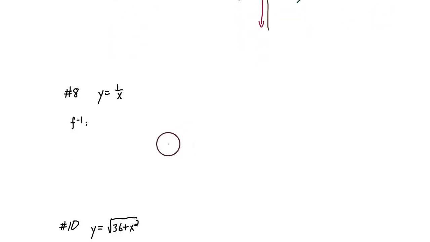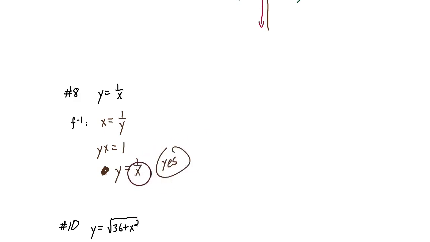Number 8, let's make the inverse. So you interchange the positions of the x and the y. Then resolve it for y. So times y to the other side, then divide by x on both sides. Is 1 over x a function? Yes, it is. Because for any number you plug in for x, you're only going to get one y value with it. Now we're asked to graph.